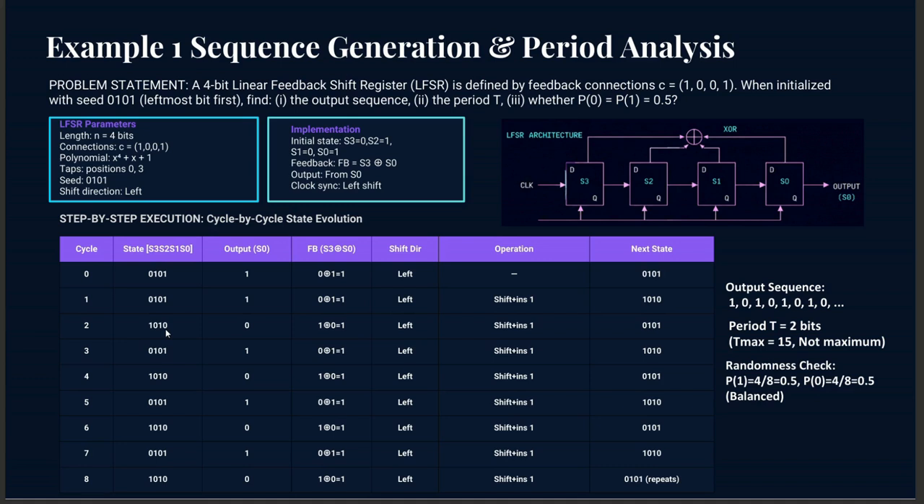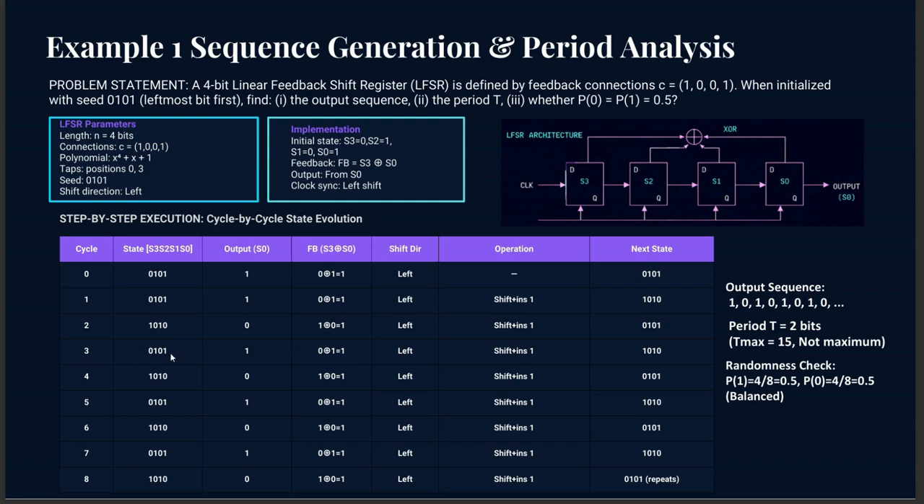Now the current state is 1010. The output comes from S0, so the output is 0. Now calculate the feedback again: 1 XOR 0 equals 1. Shift left and insert 1. The next state becomes 0101.